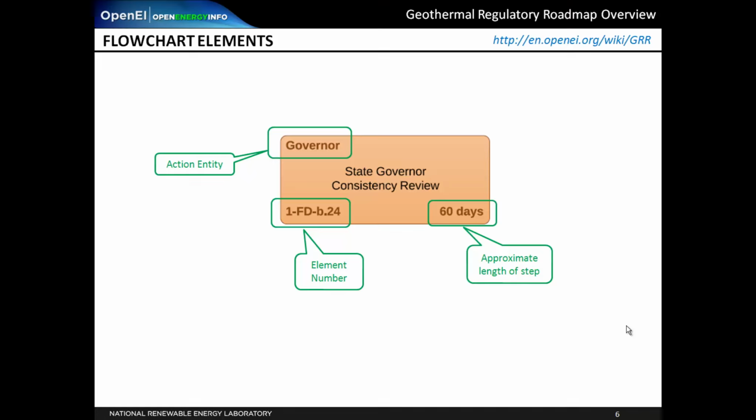Each element also has consistent features. All elements are assigned an element number. An element number is made up of the flowchart number and a unique element number. In this example, the element number is 24. Action and document elements also have additional features. In the upper left corner, the action entity is identified more clearly. For example, an orange action element might say BLM in the upper left, while a purple action element might say utility. In the lower right corner, an approximate time frame is provided if known, usually in units of days.